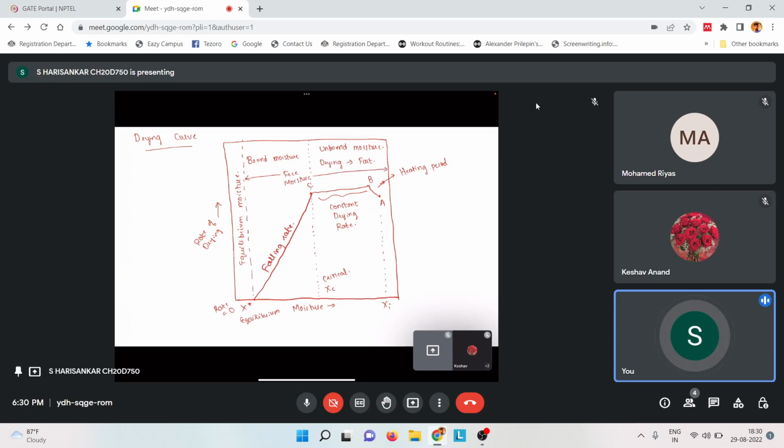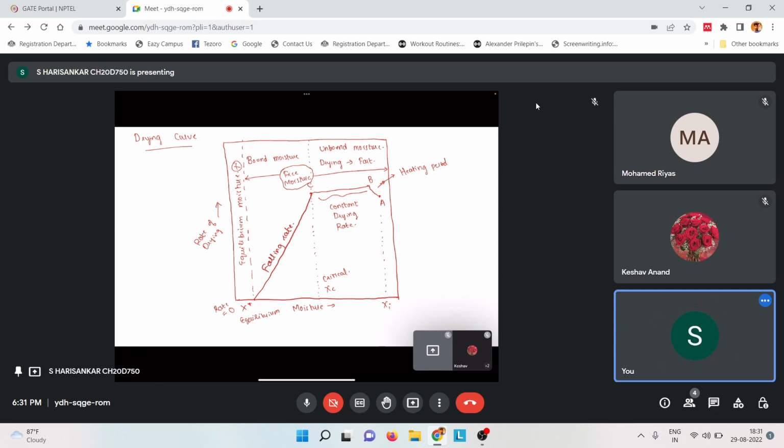So basically the sum of unbound moisture and a part of bound moisture is the free moisture. So in a drying process, we can only remove this free moisture. We cannot remove this equilibrium moisture. Okay. So this is the basics of the drying rate curve. And most of the questions in GATE from drying usually come from the drying rate curve.